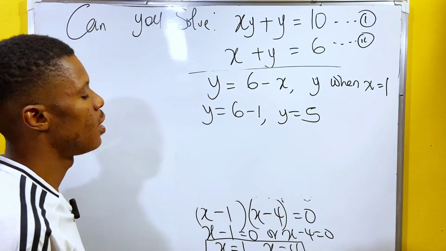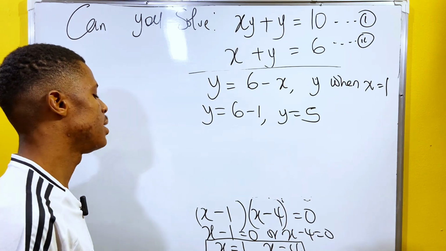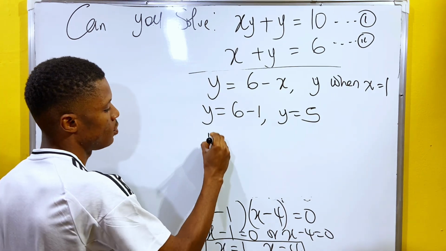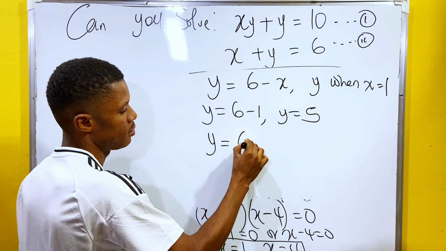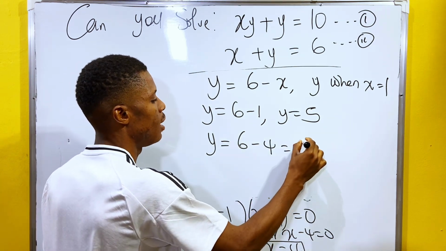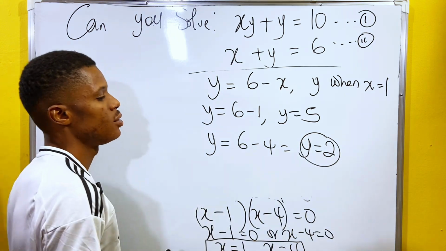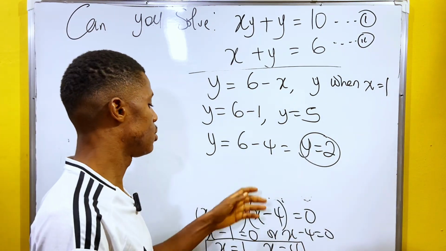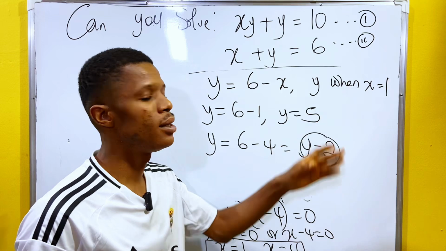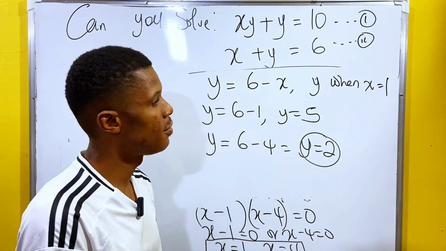Then for the next one, we'll find y when x is 4. That means y is equal to 6 minus 4, meaning that y is equal to 2. Okay? So y is 2 when x is 4, and y is 5 when x is 1.